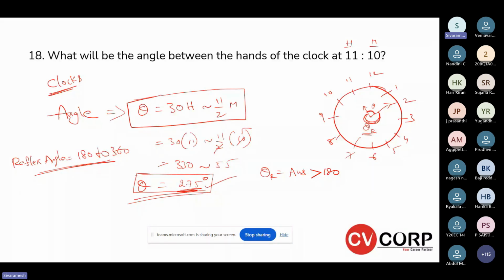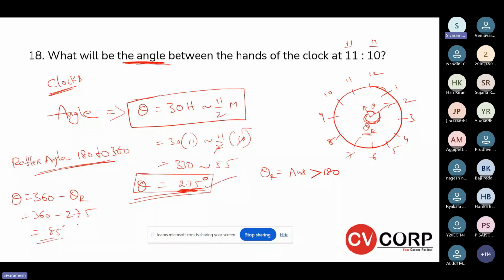Is there anywhere in the question where I mentioned the reflex angle concept? No, I just asked you to find the angle. So when it is a normal angle and the value is more than 180 degrees, what should you do? Theta is equal to 360 minus the reflex angle. So obviously you should do 360 minus 275. So it is 85 degrees. The correct answer is 85 degrees. Majority of the people mentioned 275. You might have forgotten the reflex angle concept. So the correct answer is 85 degrees.